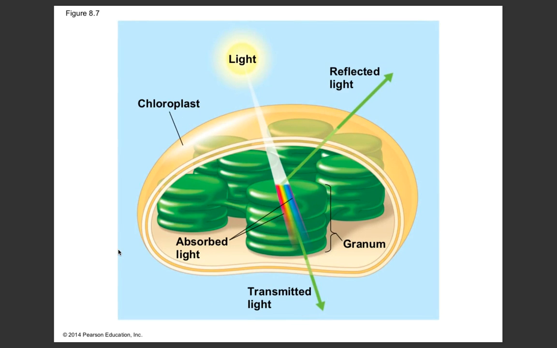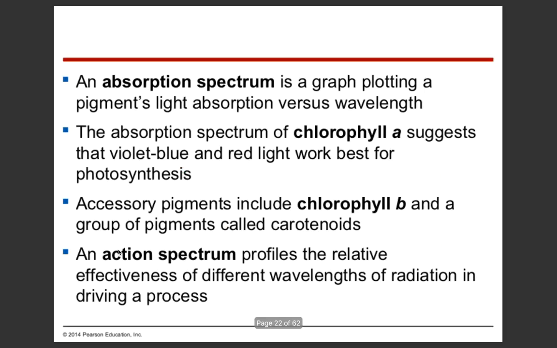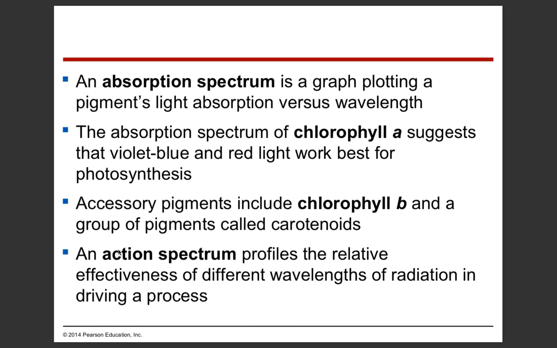So that's what's happening here. That's why we see green. Beautiful, love it. Okay, so absorption spectrum, blah, blah, blah. I'm not going to be talking about all that, but we do have chlorophyll A and we do have chlorophyll B and these things called carotenoids.